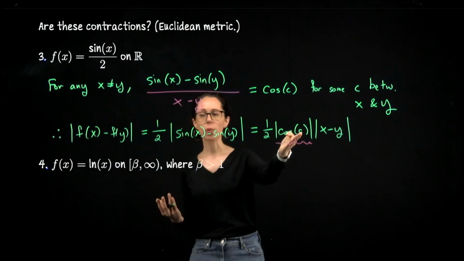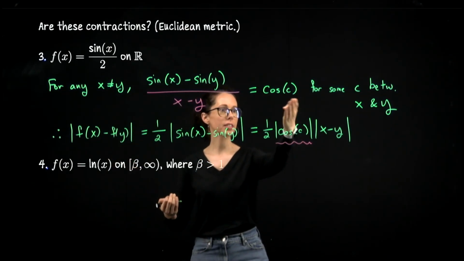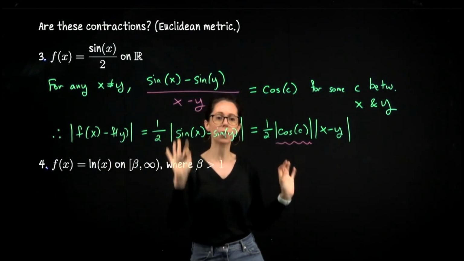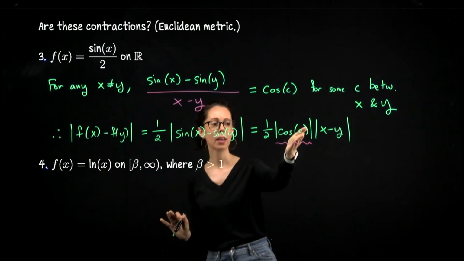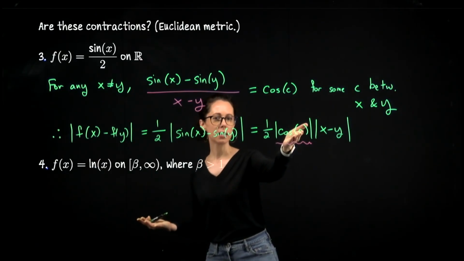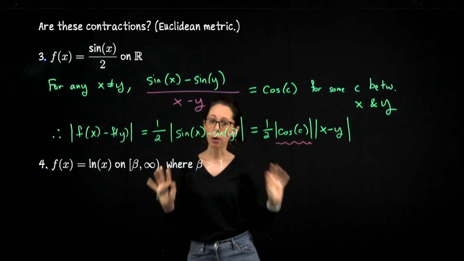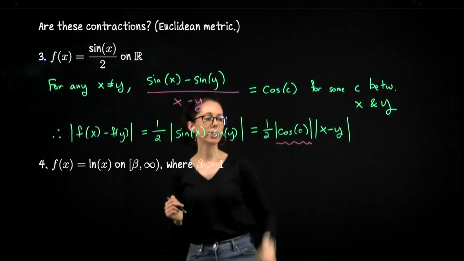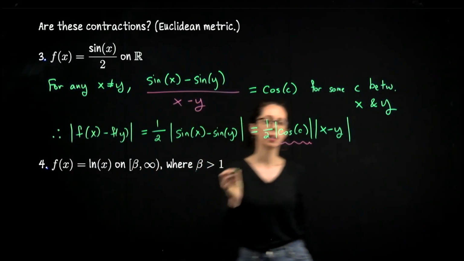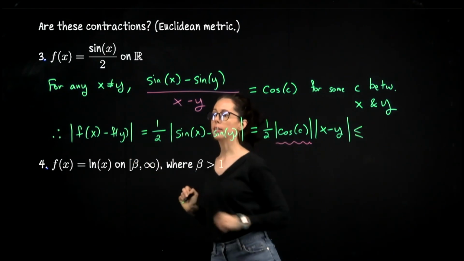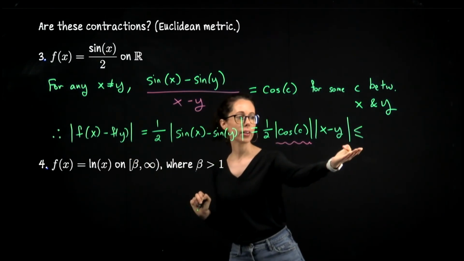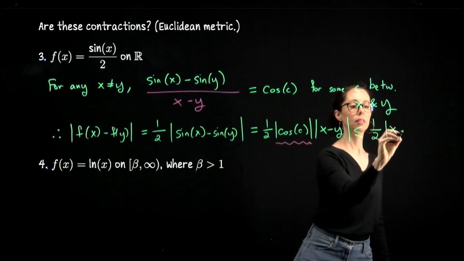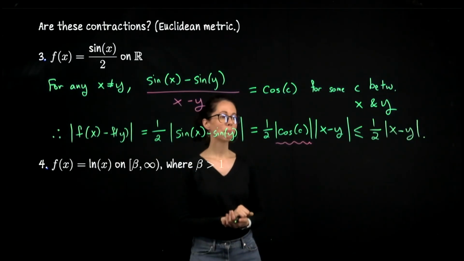So notice that c is going to vary for different inputs. This particular c relates to this particular pairing of x and y, but if I grab any two other inputs from R, it's very unlikely that it's going to be the exact same c. So there are infinitely many c's which would be appropriate in this statement, but what's true for all of them, for any pair of inputs x and y you pick, is that the absolute value of cosine of c is less than or equal to 1. So I can now write that the distance between f of x and f of y is less than or equal to 1/2 times 1 times the original distance between x and y. And that's what we want to see.